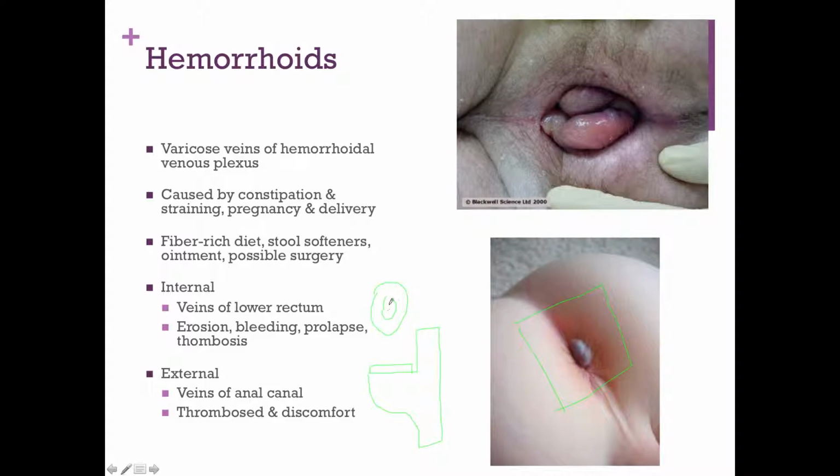So the longer you're there, the more you're straining, the more of a likelihood there's going to be a bulging of these hemorrhoidal veins. This definitely happens during delivery and pregnancy because there's more pressure on those. So that's why we tell people, we'll make this into like a person dressed as a flower now.